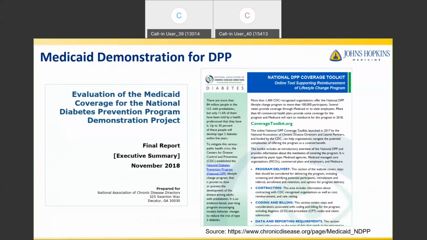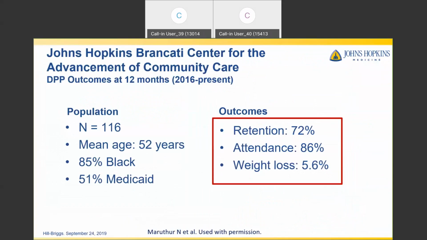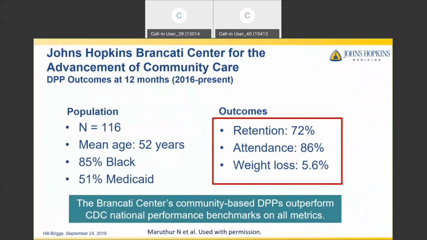The Medicaid demonstration for DPP has wrapped up not too long ago. Johns Hopkins was one of the sites for the Medicaid DPP. And I just want to show you, these are some unpublished results. It takes a while to accrue results from in-person DPP groups because there are about 15 people at a time.